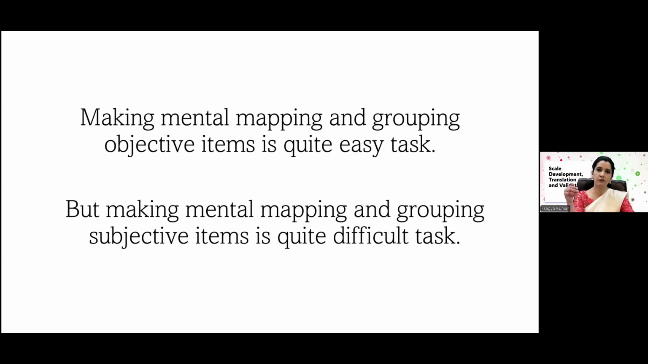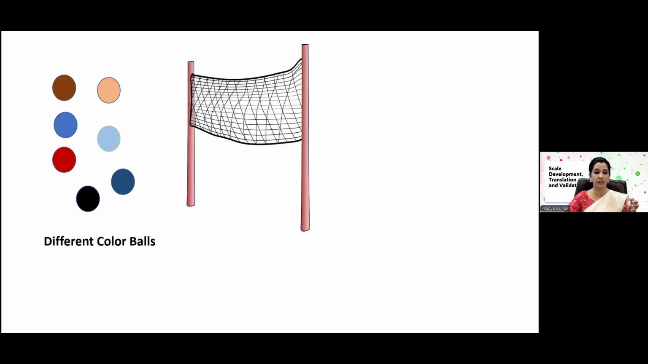In the case of objective things, it is very easy for you to club or categorize. But if the item is something from a psychological domain, when you are doing the mental map, when the person is answering something, it is just reflecting the construct which is there in his or her domain. So grouping of these subjective items is a difficult task. Now, what can you see here in this diagram?